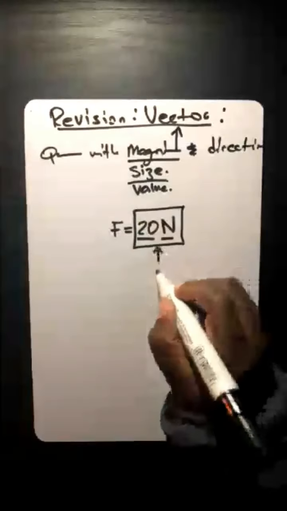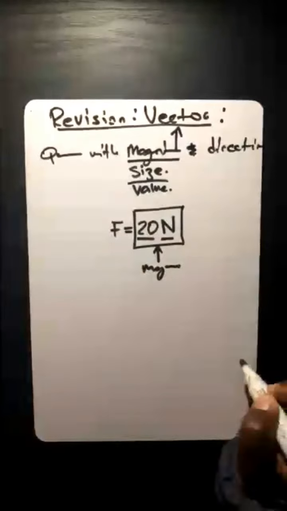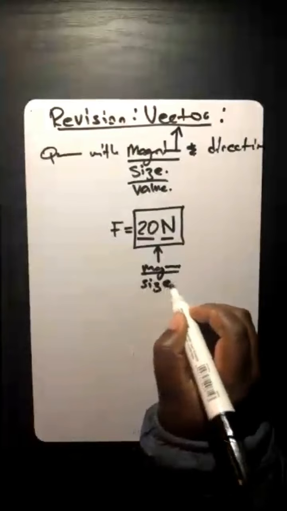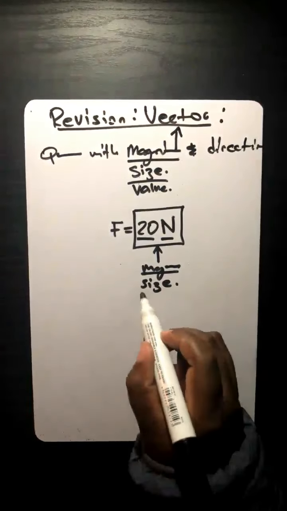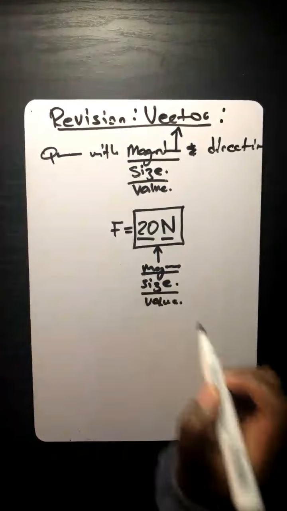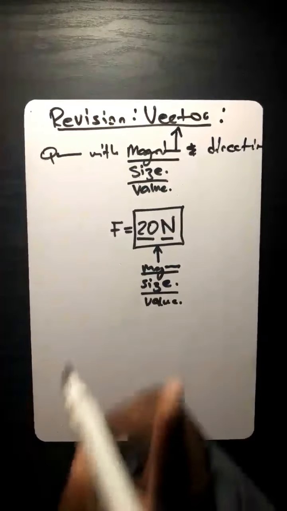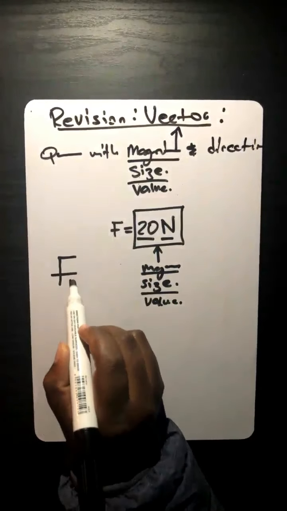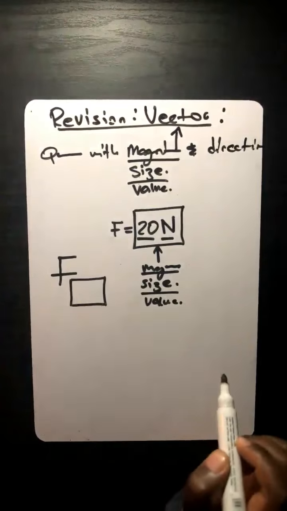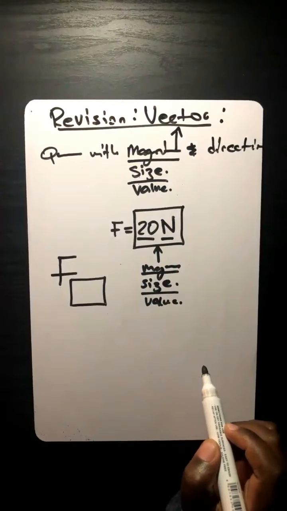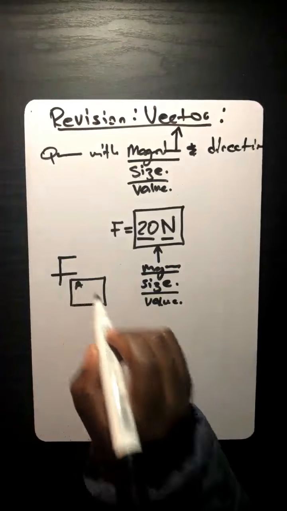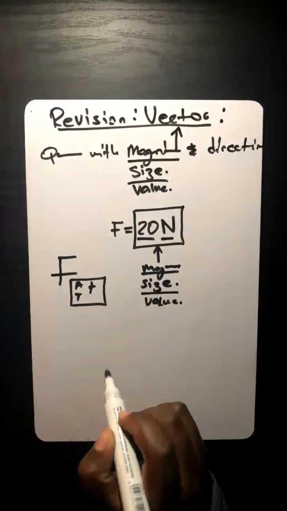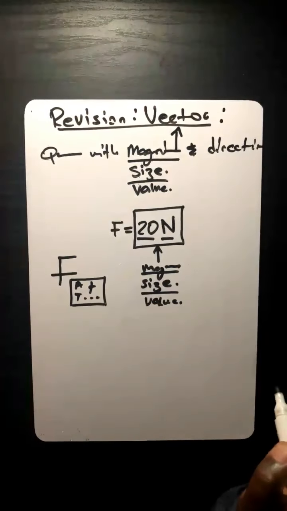So 20 newtons, guys, is what we call a magnitude. Ladies and gentlemen, what is the synonym for magnitude? It is size. Very, very important. In short, we are actually talking about the value of the force. Remember, this is a force, but that space over there is reserved for the type of the force. For example, this could be applied force, it could be frictional force, it could be tension, it could be whatever type of force, ladies and gentlemen.